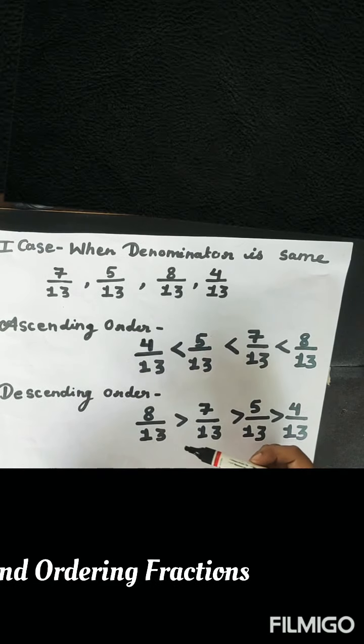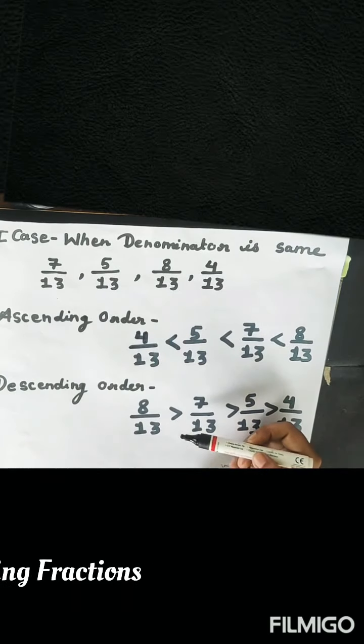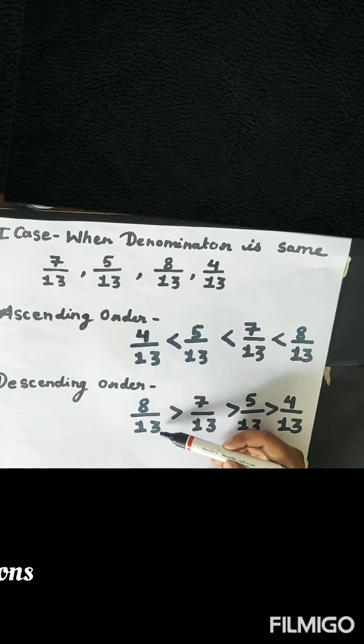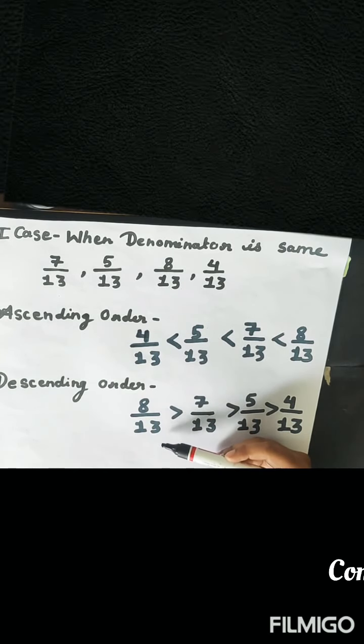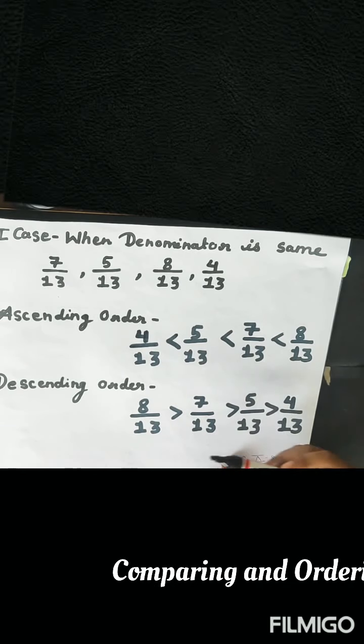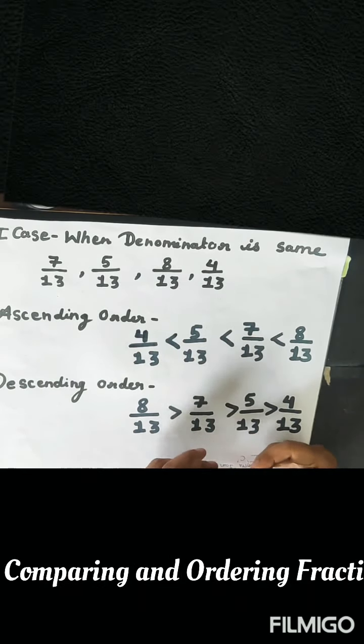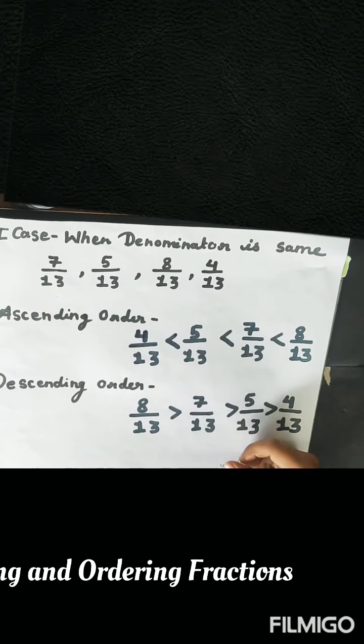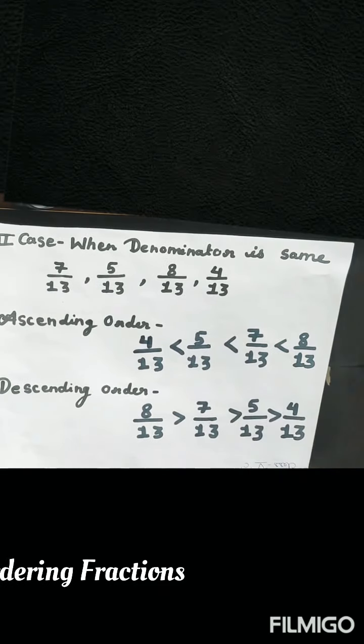Here you can see the fraction 8 by 13 is the biggest one. So I have written it at first position. Now 7 by 13, 5 by 13 and 4 by 13. So this is how you can arrange fractions in ascending order and descending order.